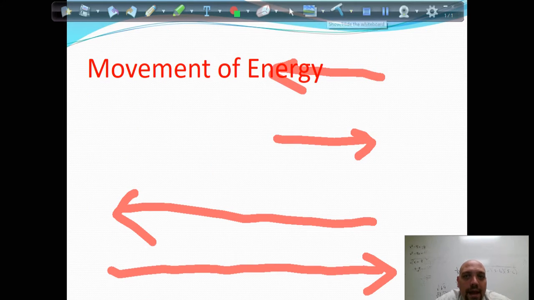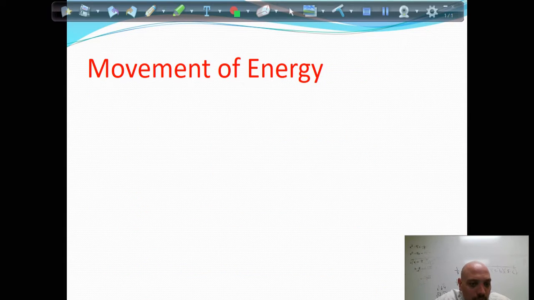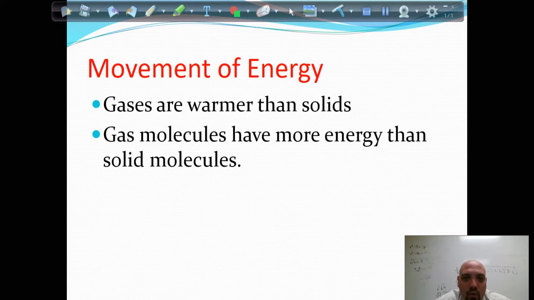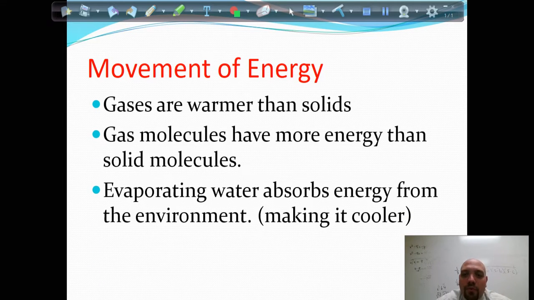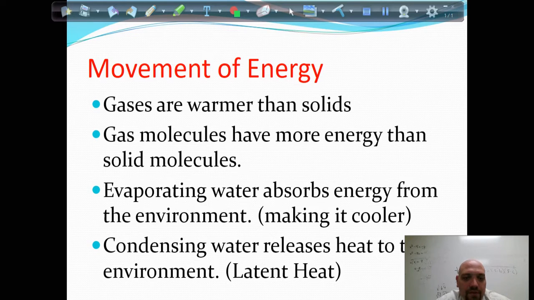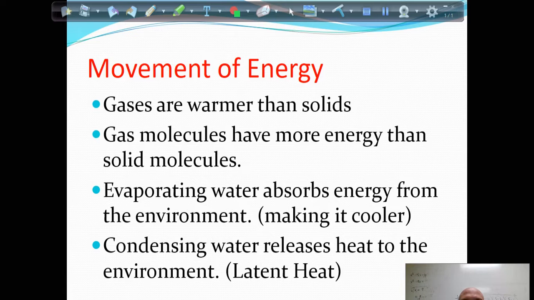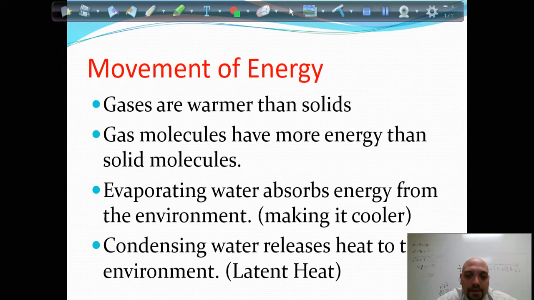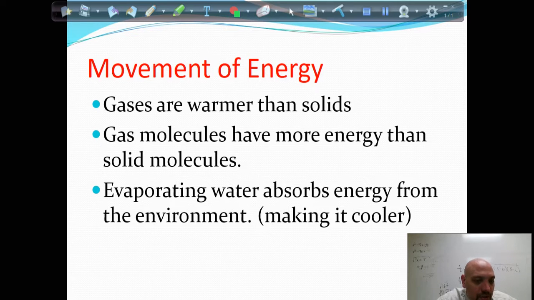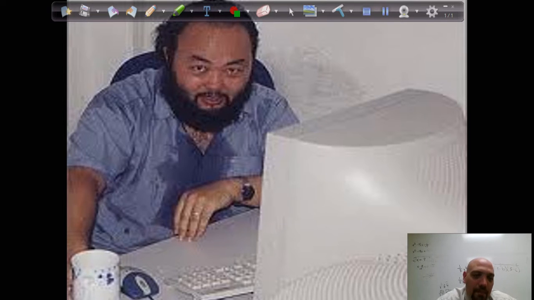Just kind of summing it up, gases are warmer than solids. Gas molecules have more thermal energy than solid molecules. So evaporating water absorbs energy from the environment, and condensing water releases heat to the environment. So that's our latent heat concept that we talked about last unit, and we'll continue to talk about it.